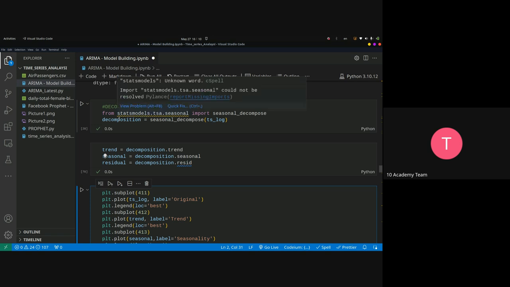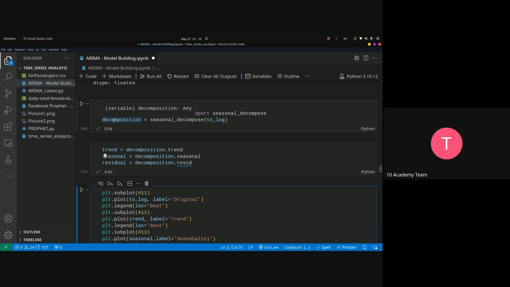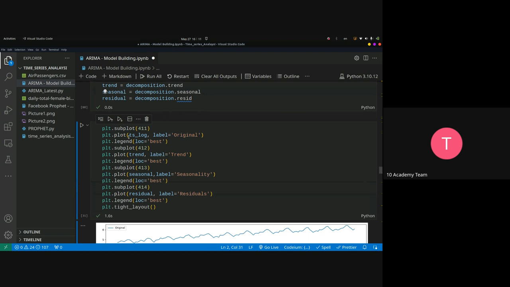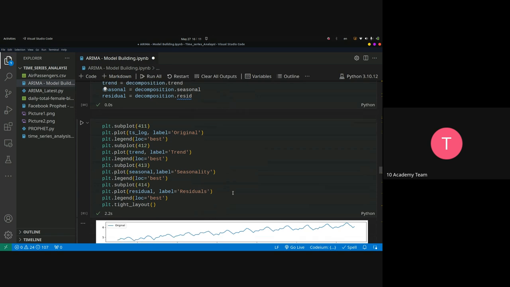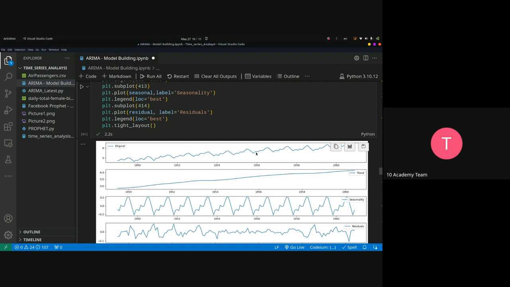So the components are the trend, the seasonality, and the residual. You need to import seasonal decompose from statsmodels.tsa.seasonal, and then decomposition. This will return something like an array that contains the trend, the seasonal, and the residual, right? Here we are plotting the log of the data and the trend, the seasonal, and the residual. If we do that, so this is the original data. As you can see, the trend is increasing, right? This has an increasing trend.